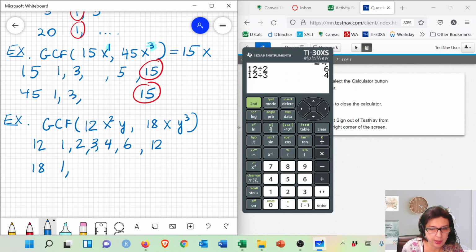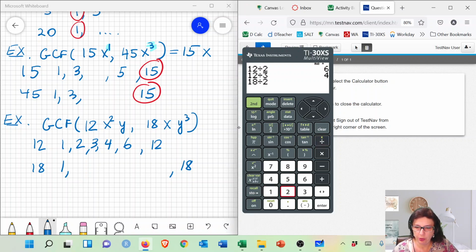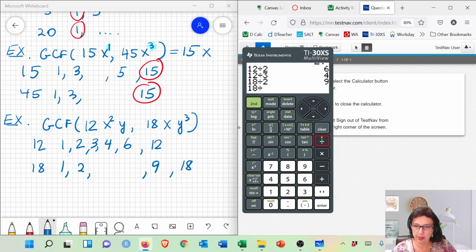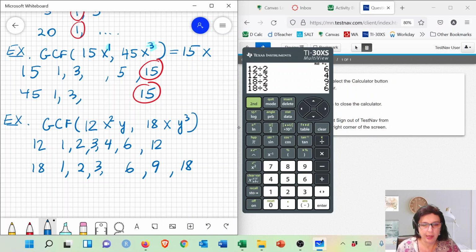So 1 is definitely a factor. It always is. And 18 is definitely a factor. That's not going to be what they share, but you know. Let's see, how about 2? So 18 is divisible by 2, yes, and you get a 9. So 2 and 9 are factors. How about 3? So 18 is divisible by 3, yes, and that gives you a 6. I don't think there's going to be anything else. You can check it out, but you will see that there's nothing else there.